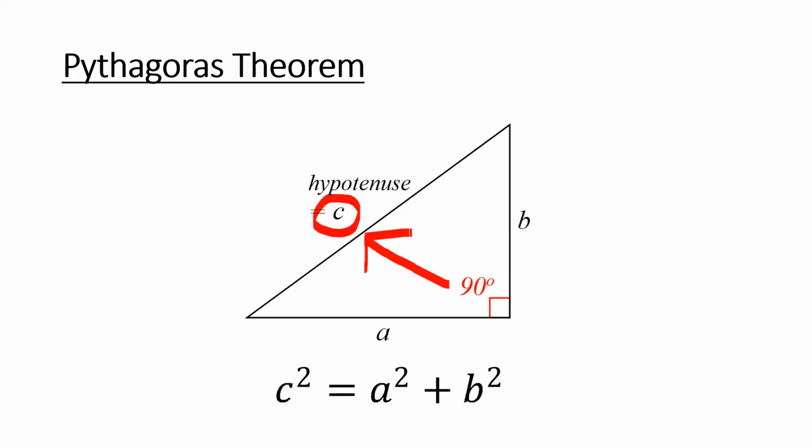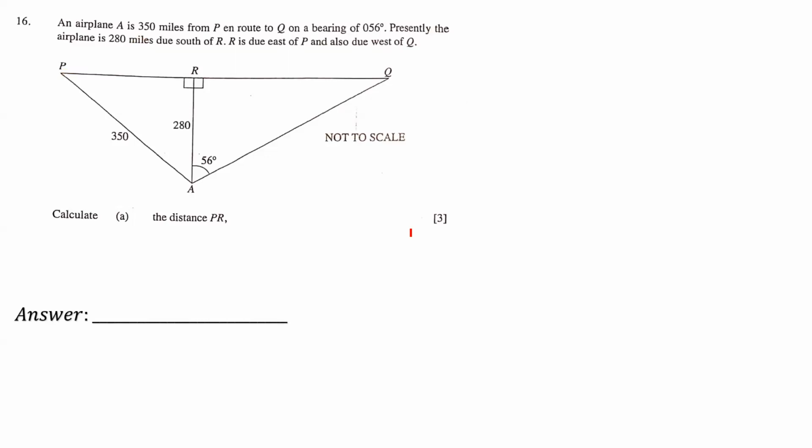And so let's use Pythagoras theorem. Let's label it first. Well, 350 is the hypotenuse, that's C. 280 is A, and so we're left with B. The Pythagoras theorem says C squared equals A squared plus B squared. And so what we want to do is figure out what B is. So I send the A squared over, because I want to isolate B. So that means that B squared is equal to C squared minus A squared.